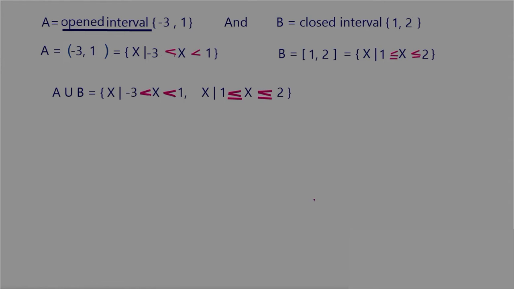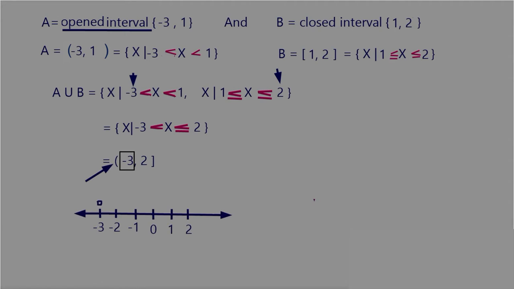To plot the union of the sets on a number line, we draw an open circle at -3 and a closed circle at +2. These round brackets represent open intervals. The square brackets represent closed intervals. We now connect the points to get the union.